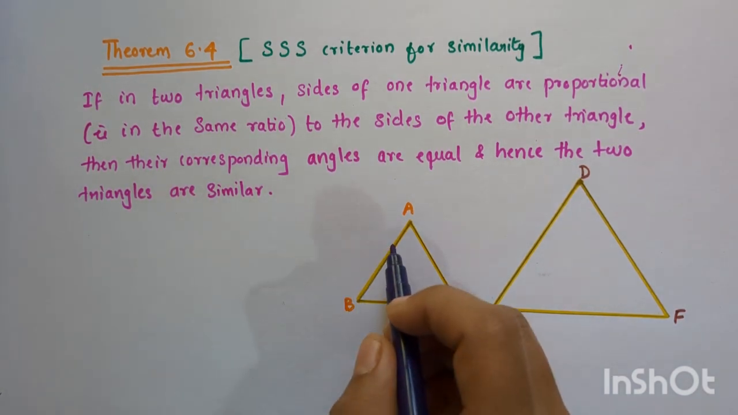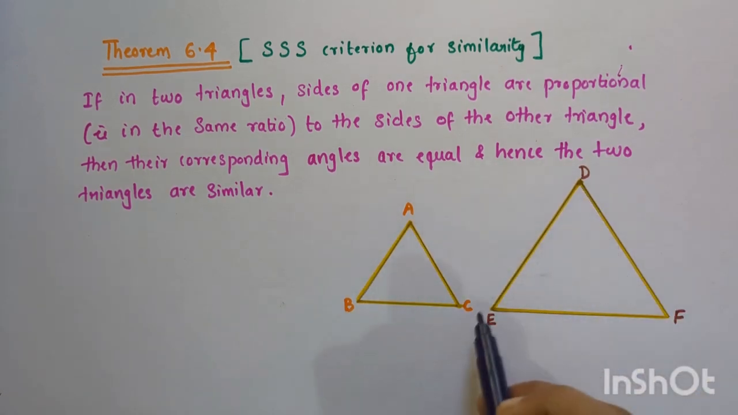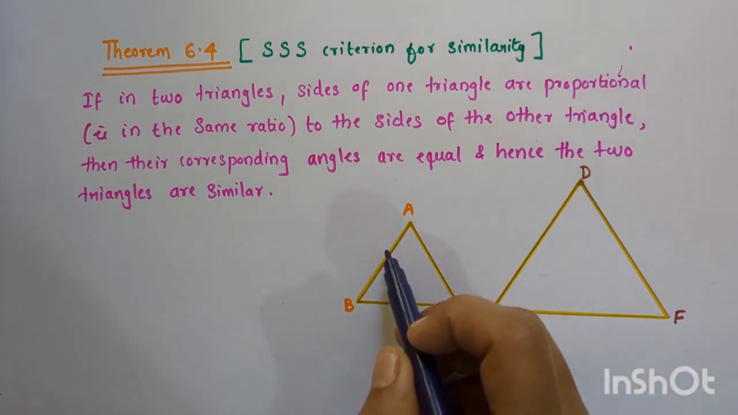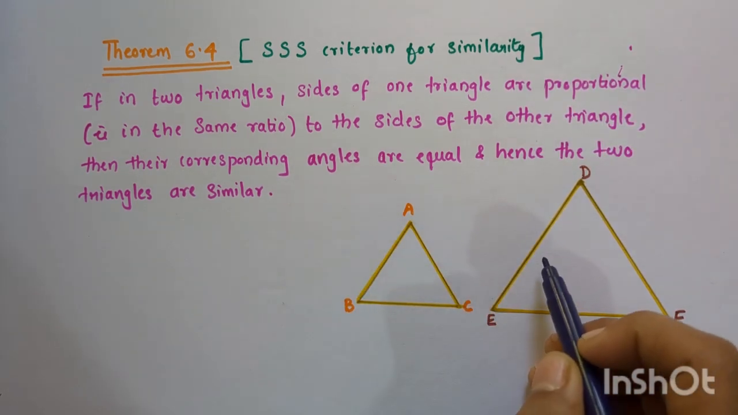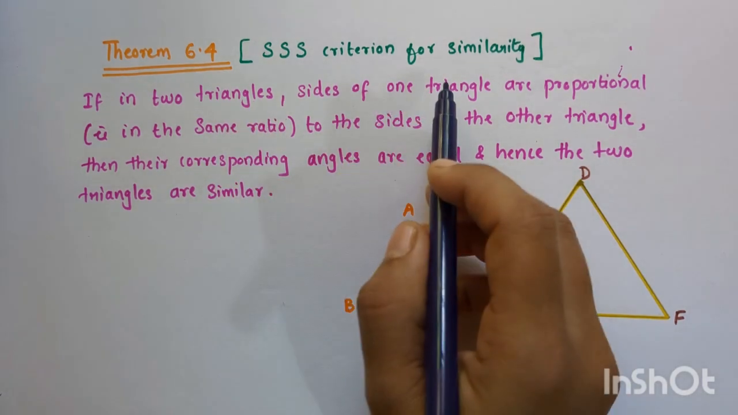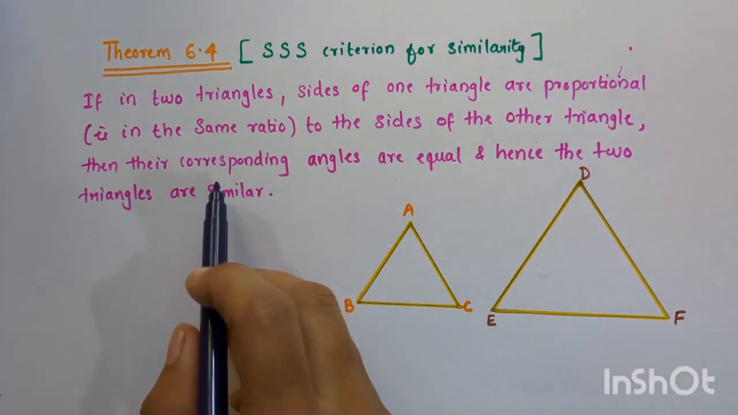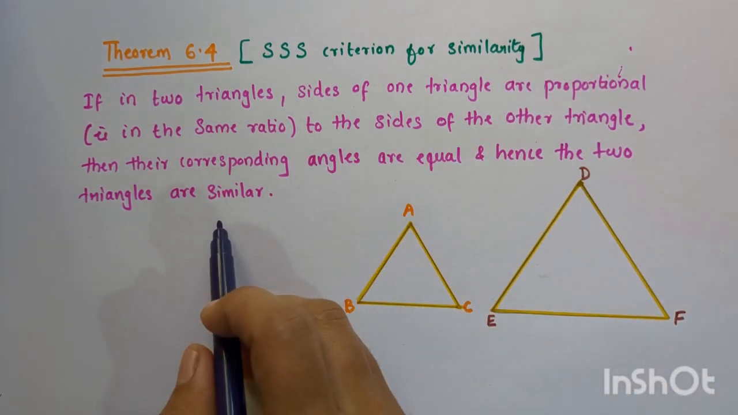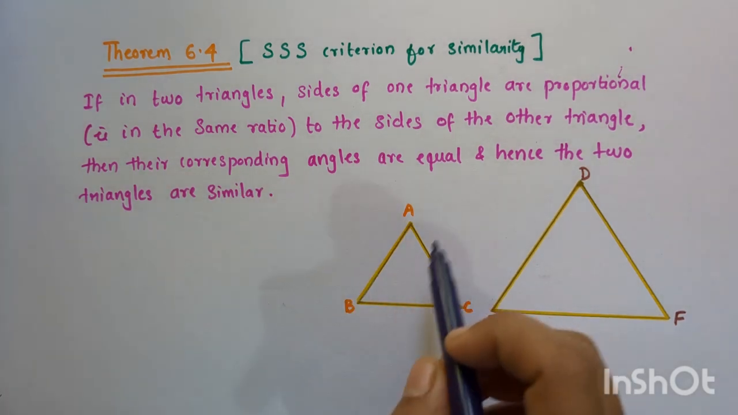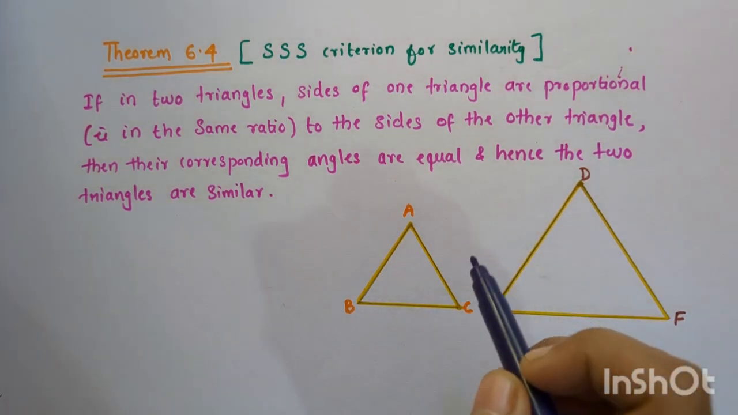Here we are considering two triangles. One is triangle ABC, another one is triangle DEF. We are considering these two triangles such that their corresponding sides are in the same ratio. That is, if in two triangles, sides of one triangle are proportional to the sides of the other triangle, then their corresponding angles are equal and these two triangles are similar. That is what this theorem states.